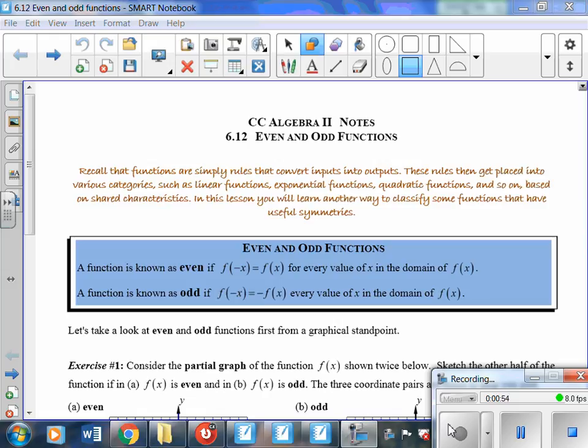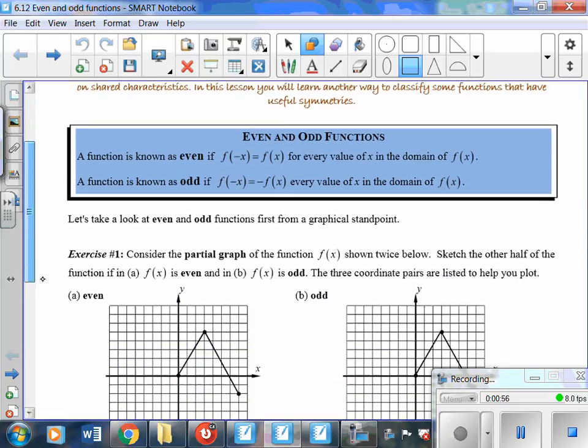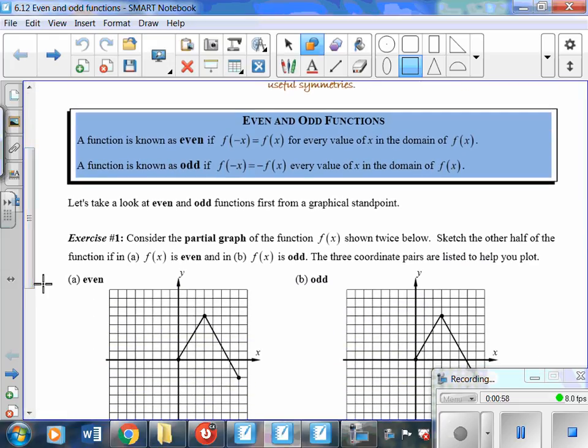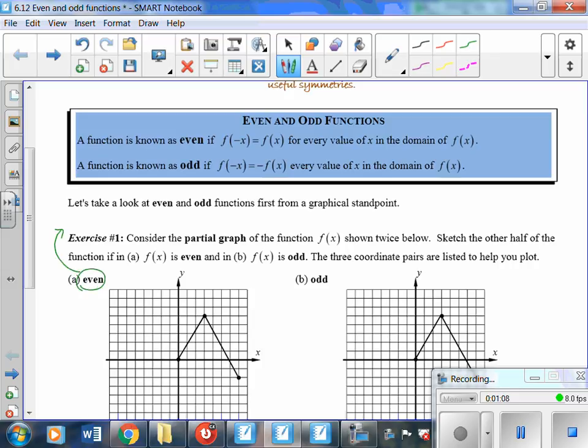So to put that in English terms, I like to put things in English so I understand them. So here we're going to talk about even functions. Right up here, I'm just going to write: even functions, opposite inputs yield the same output. So that's how you translate that one.